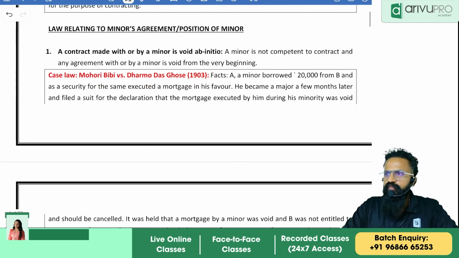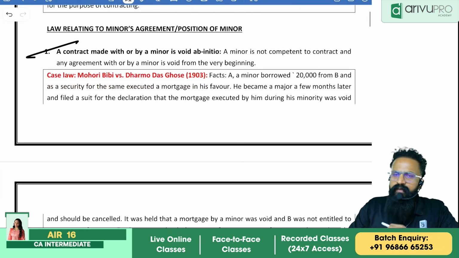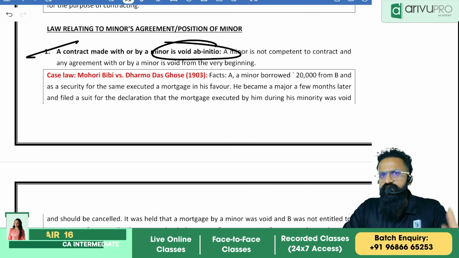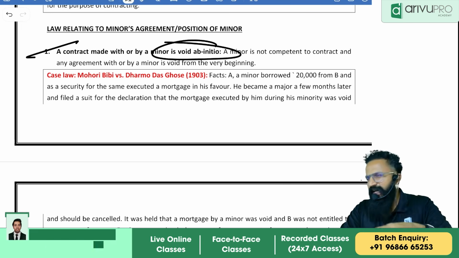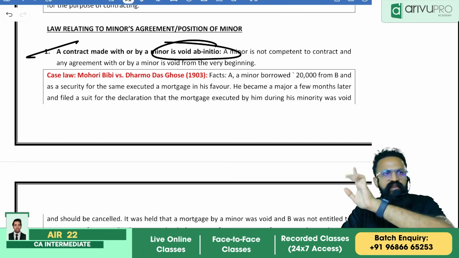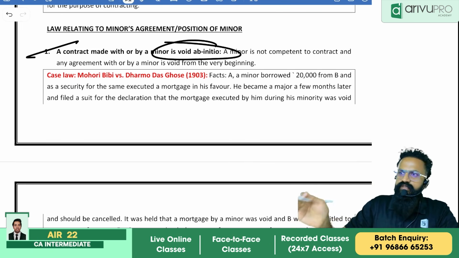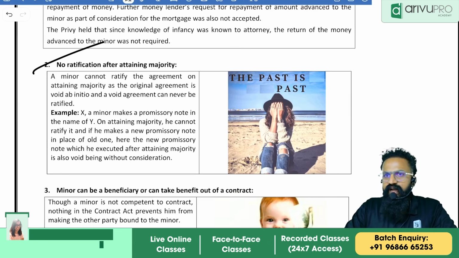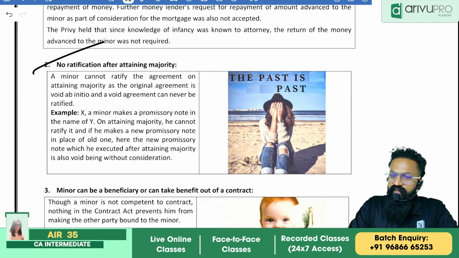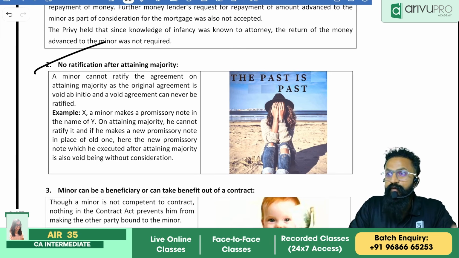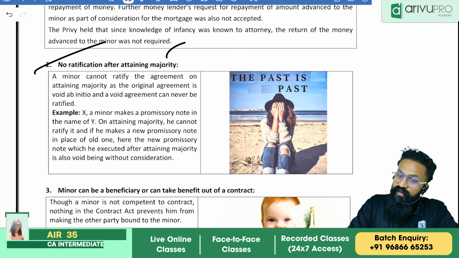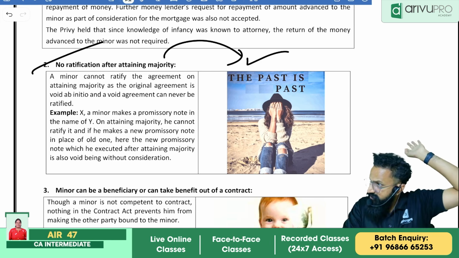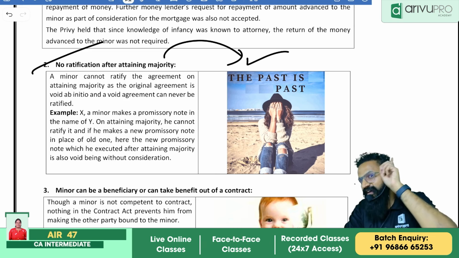So what are the rules of minor? A minor's agreement, people, is always considered void ab initio. So any agreement with a minor is always void ab initio, invalid from the beginning. Case law, people: Mohiri Bibi versus Dharmodas Ghosh. Next one, people, no ratification after attaining majority. Whatever contract you entered while you were a minor, after you become a major, you cannot again make it valid. Whatever is the past, you cannot make it valid in the future.